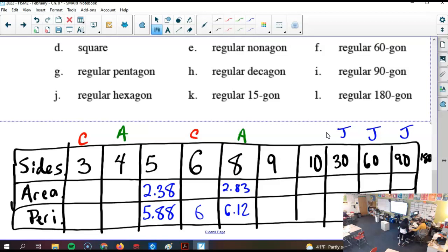5. What is that? 6.6? Yes. And 2.83, 6.12. Yes. Great.